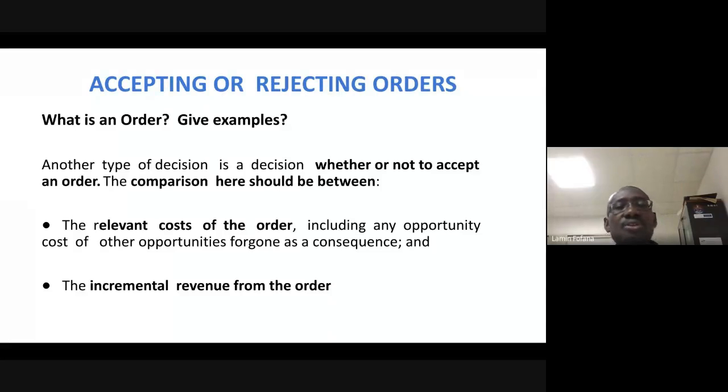Any questions before we go to the last topic on accounting for short-term decision making? Any questions, please? We're going to move to accepting or rejecting orders. That will be our last topic. We're going to look at that and do one question, and the other question will be given to you as homework.